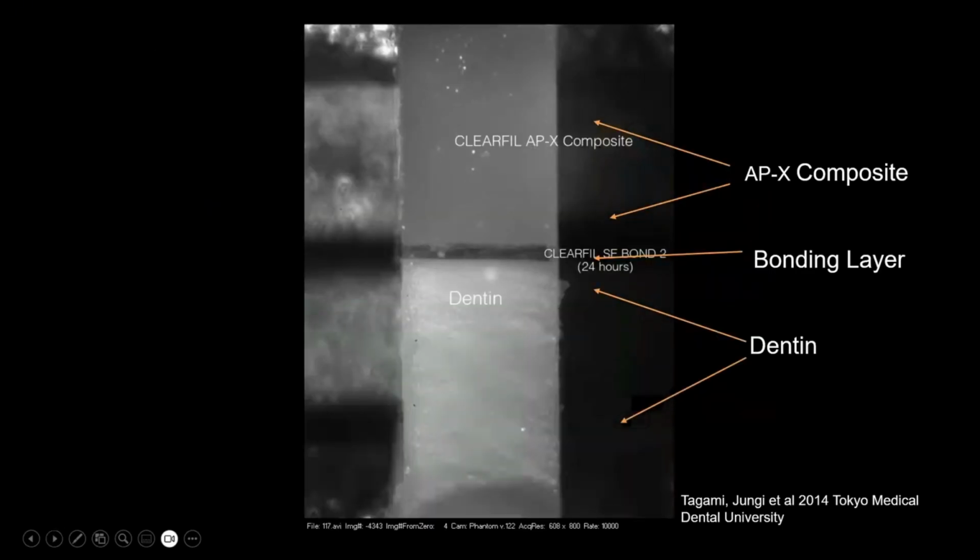So take a look here. So here we go. We've got the posterior composite. We've got our clear fluorescent bond, and we can layer. We're going to pull it apart here.